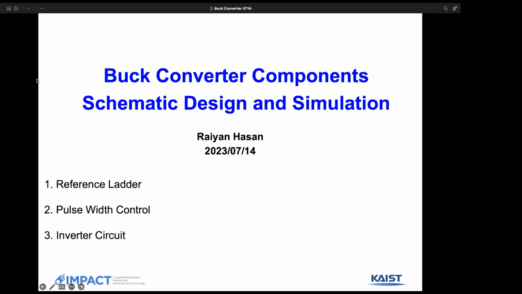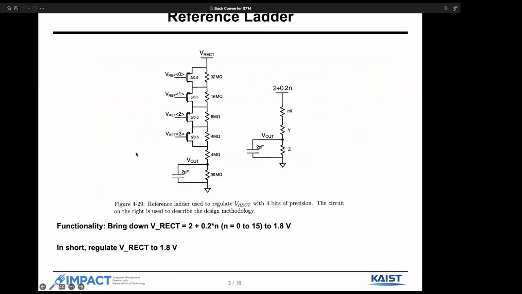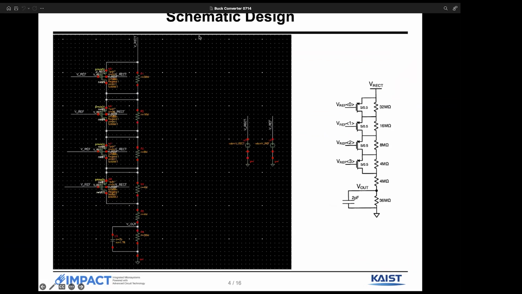All right. So in this presentation, I made the schematic of these three things: reference ladder, pulse width control, and inverter circuit, and simulated. So first, the reference ladder. Reference ladder works like this. There is this Vrect, which is 2 plus 0.2 n, where n can be from 0 to 15, and we have to bring down the Vrect to Vout, which is 1.8 volts. So regulate Vrect to 1.8 volts.